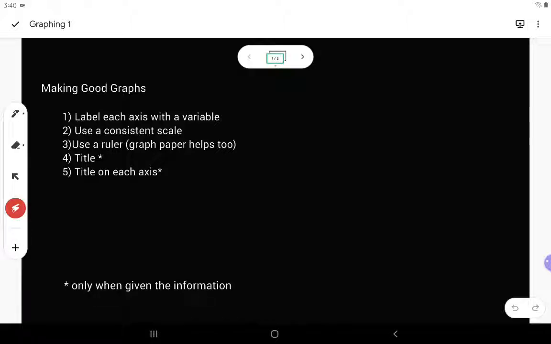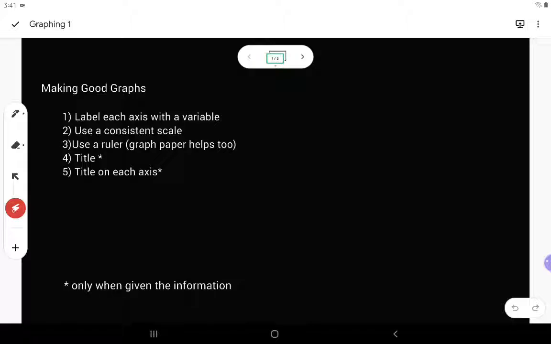So making good graphs. There's a couple things I need you to be doing as we make a graph. So we're going to be graphing it, right? And it should look kind of like this. I need you to make sure you're labeling each axis with a variable. We need to use a consistent scale, and I'll talk to you about how we come up with our scale. Nice thing is, for grade 8, it's very simple to come up with our scale. As we get into grade 9, 10, we need to be a little bit more careful.